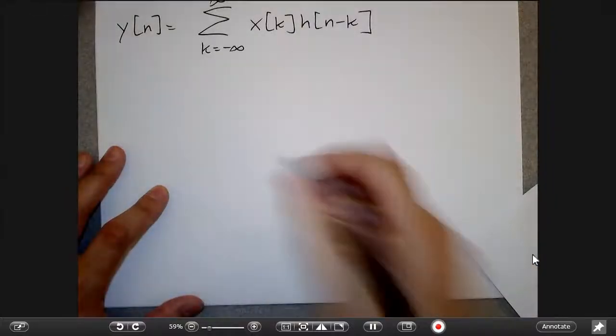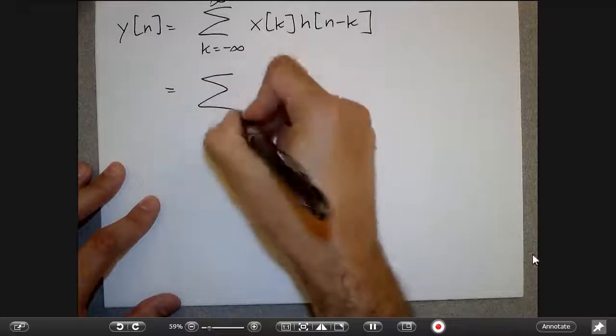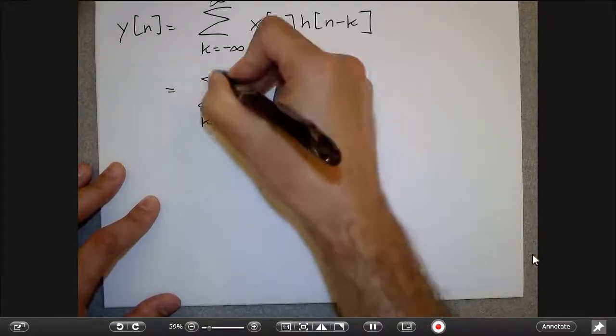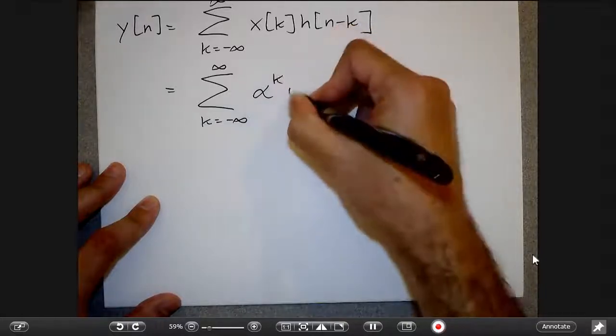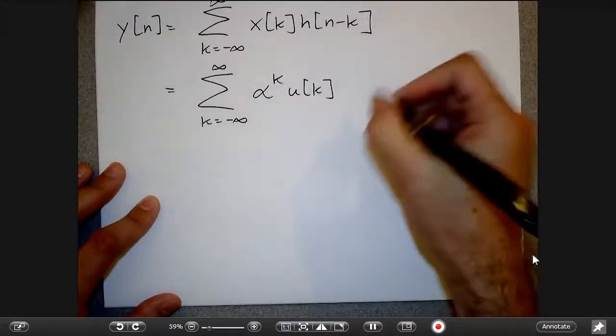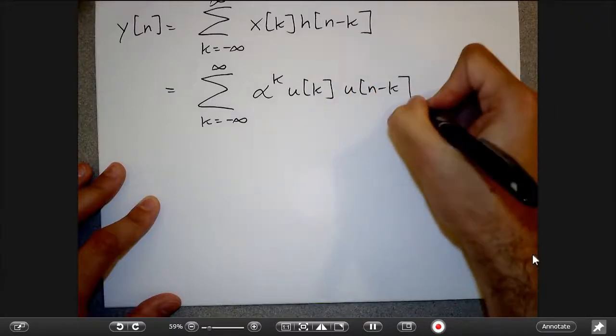So let's plug in, what do I know for these signals? I know that x of k is going to be alpha to the k u of k. h of n minus k is u of n minus k, right?